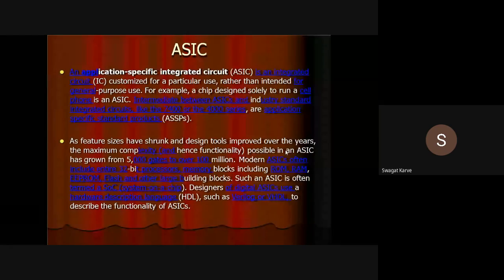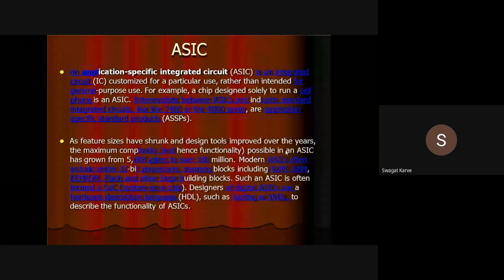ते एका पर्टिक्युलर ठराविक गोल अचीव करण्यासाठी ते चिप डिझाईन केलेली आहे, की जी तुमच्या स्मार्टफोन मध्ये आहे. बरोबर आहे. ती जनरल पर्पज चिप नाहीये, एका स्पेसिफिक पर्पज साठी बनवलेली ते IC किंवा चिप आहे. त्याला म्हणतो आपण ऍप्लिकेशन स्पेसिफिक इंटिग्रेटेड सर्किट, राईट?